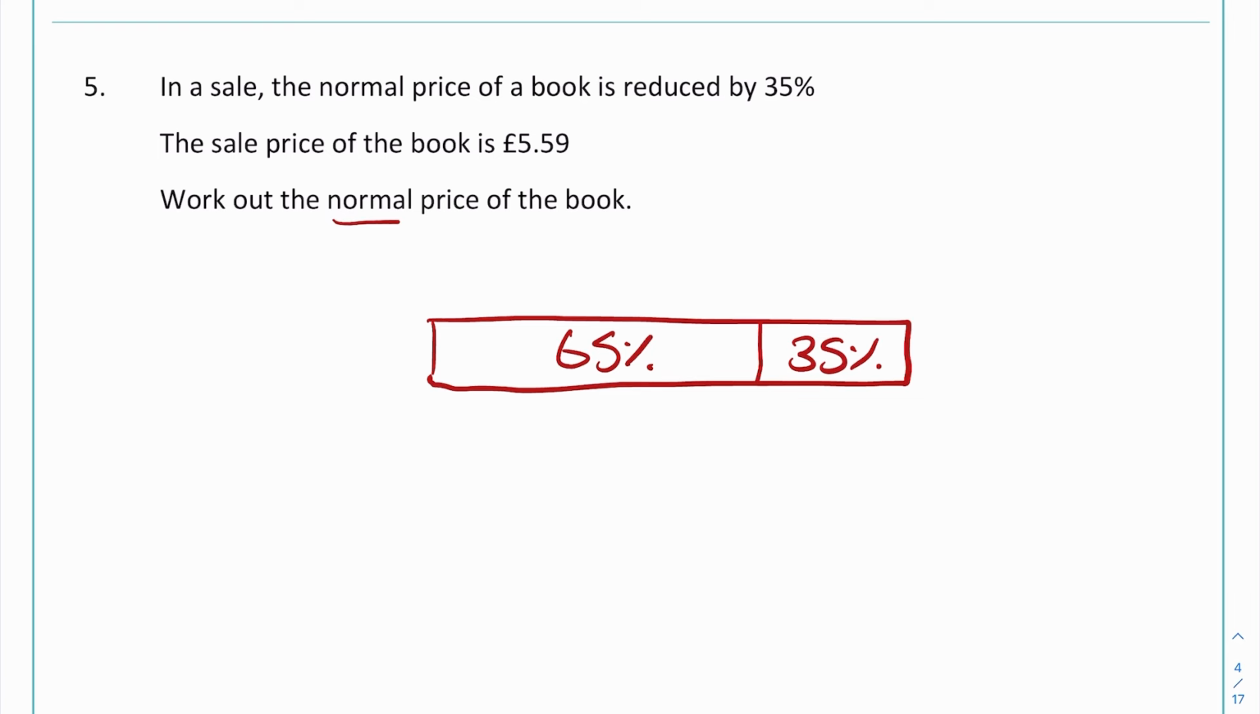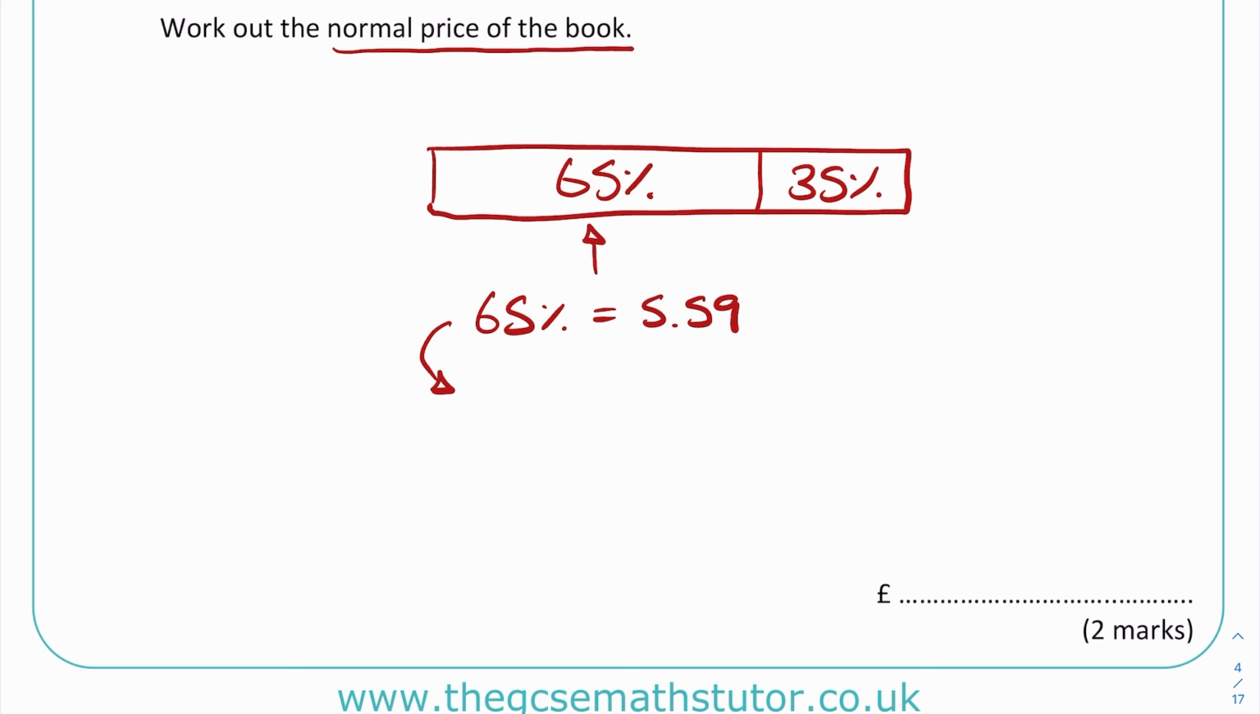When we're working out the normal price of the book, that's asking us to go back in the past. It's asking us to go back to the original 100% before that 35% was taken off. So we just need to read this line very carefully. It says it's reduced by 35% in the first line, but this second line says the sale price of the book is £5.59. It doesn't say it was reduced by £5.59, so therefore it's the 65%. So I'll just write down 65% is equal to £5.59, and then I always take the same approach, which is divide by this percentage to get 1%. So in that case, divide by 65, and then multiply it by 100.